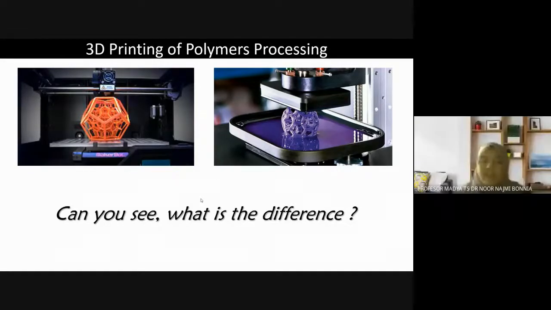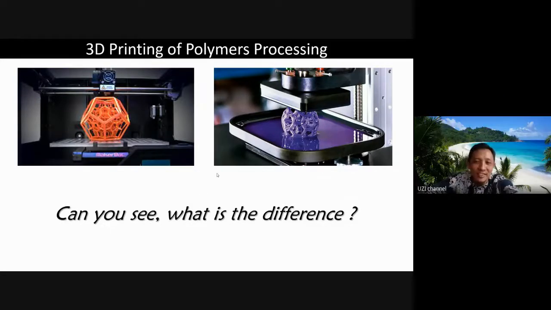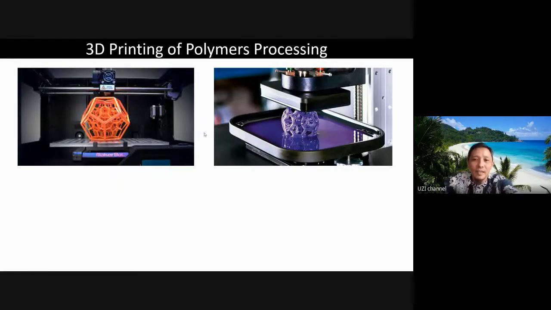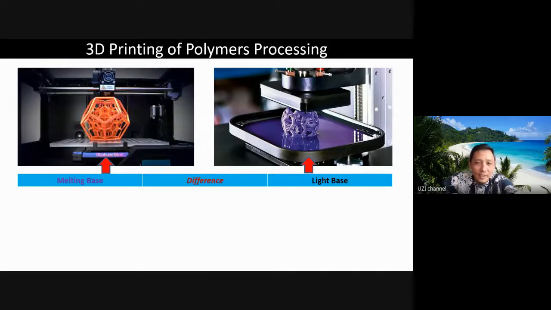They are all shy. Let's see the difference between these processes, because this kind of 3D printing process is very well known today. Okay, this is melting-based and this is light-based 3D printing. The light can be projected from the top, or from the bottom. Yeah, from the bottom. Okay, let's see another difference.